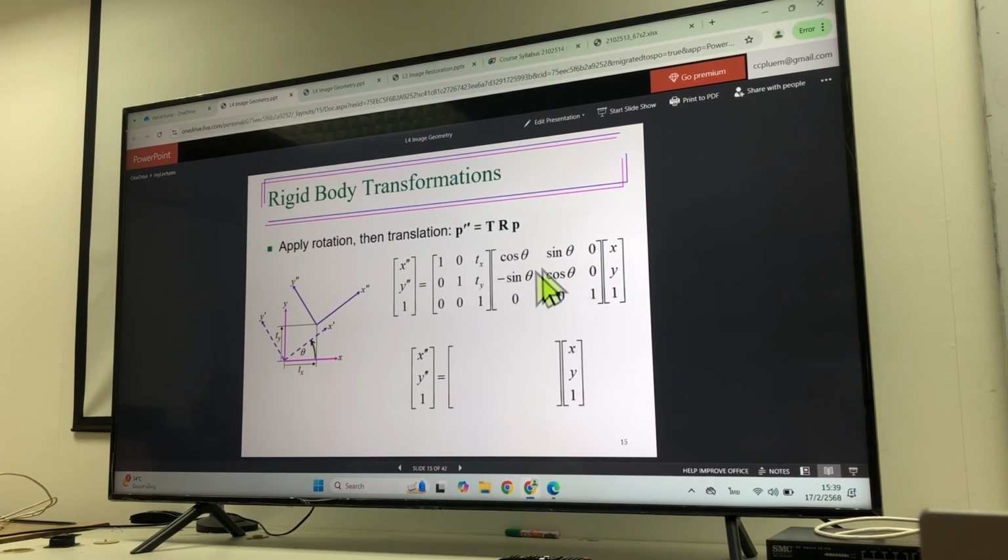Go ahead and multiply these two matrices together. What do you get?